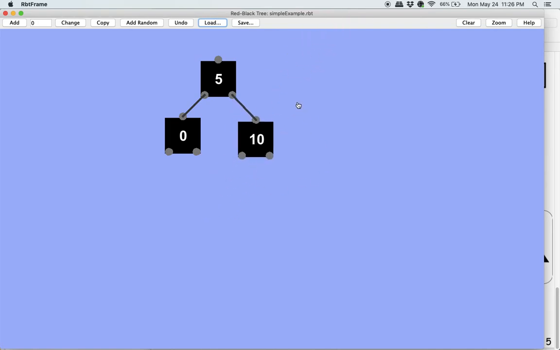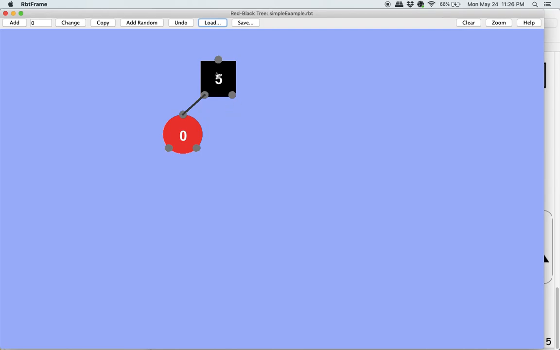I want now next to delete the 10. Delete the 10. It was a black leaf. Shortness coming up here. No reds anywhere. Transformation number 5 says make the sibling red. I don't need to propagate the shortness up anymore because I'm already at the root. In this case, the entire red-black tree has had its black height reduced to 1.